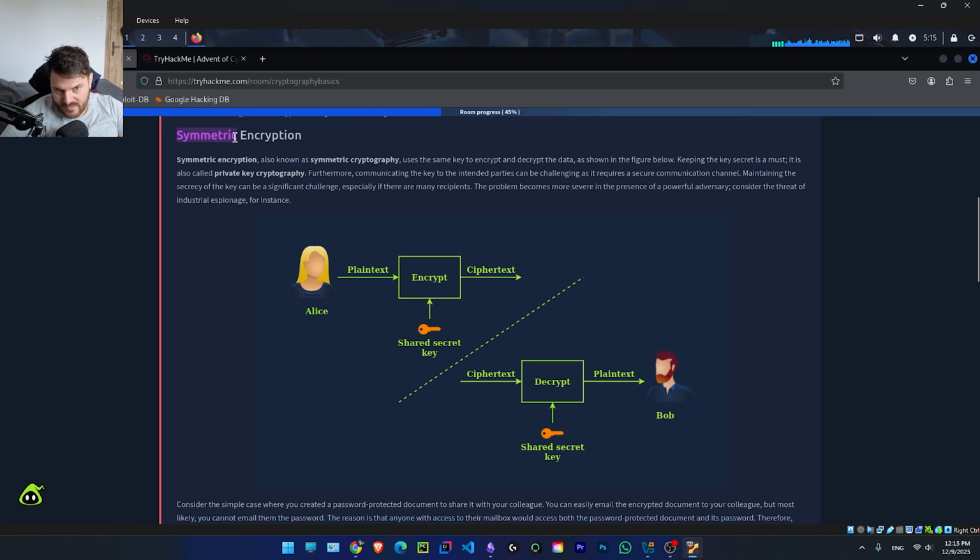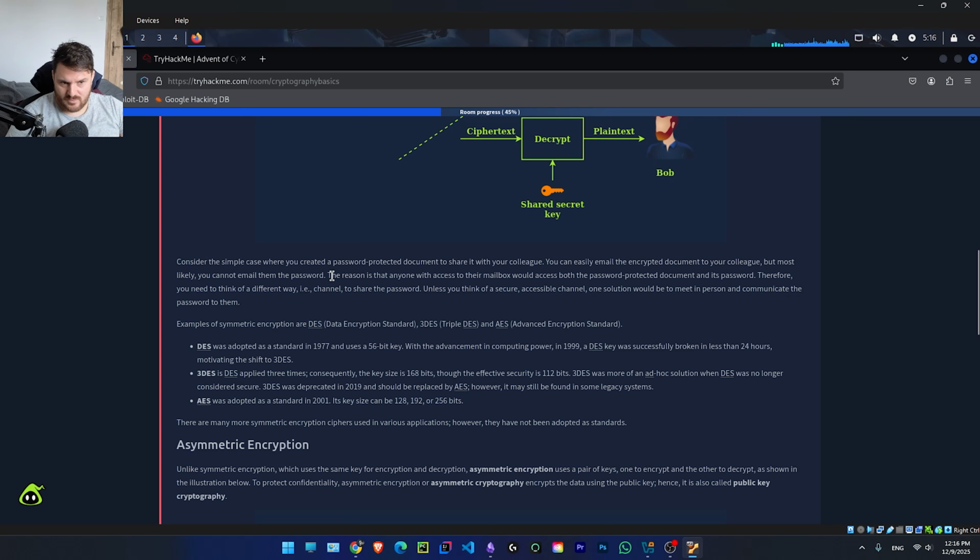This is symmetric encryption. Keeping the key secret is a must. It is also called private key cryptography. Furthermore, communicating the key to the intended parties can be challenging as it requires a secure communication channel. Maintaining the secrecy of the key can be a significant challenge, especially if there are many recipients. The problem becomes more severe in the presence of a powerful adversary. Consider the threat of industrial espionage, for instance.